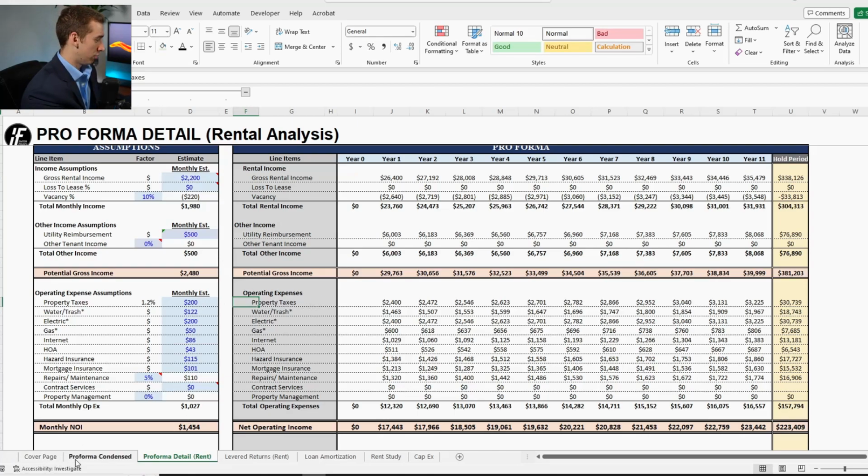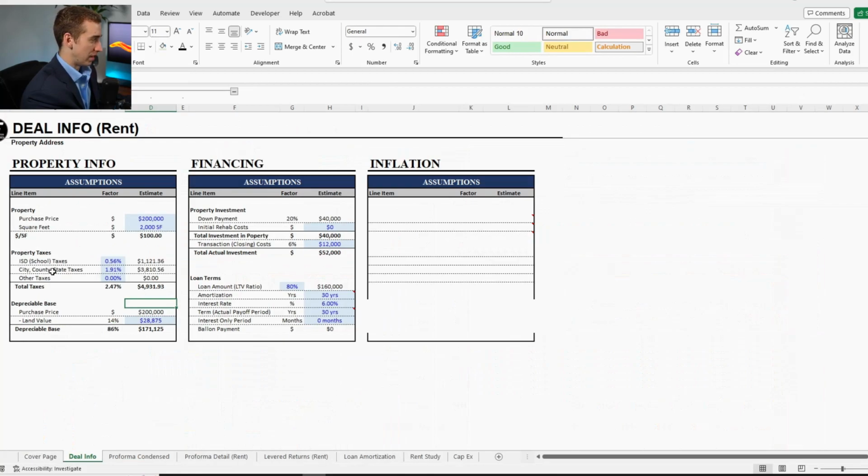Now, I will show you, this model is not complete, but basically you have 3 different categories of taxes. You have your ISD taxes, which will be probably your least expensive one. You'll have your city, county, state taxes, which will be your most expensive one. And then you could have other taxes such as different water district fees or anything like that. You've got to watch out for different things and then apply that to your property value. It's based off your assessed property value.